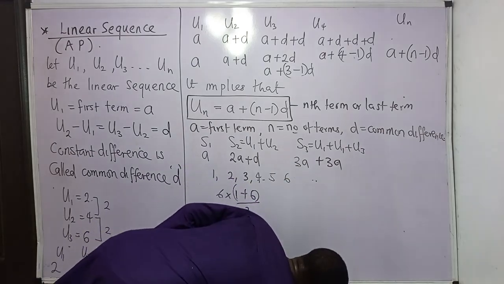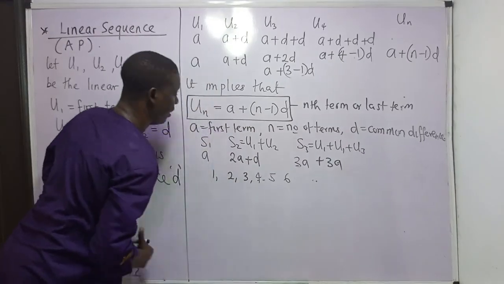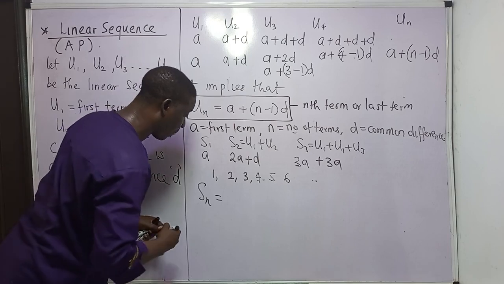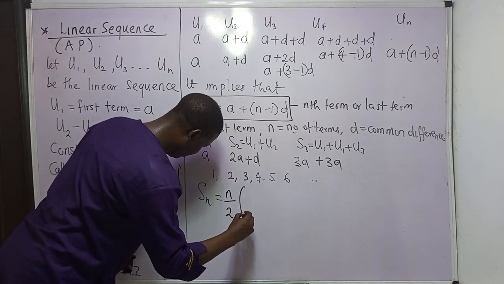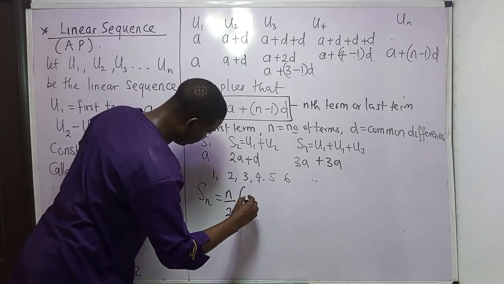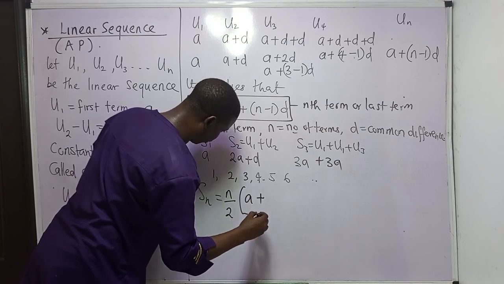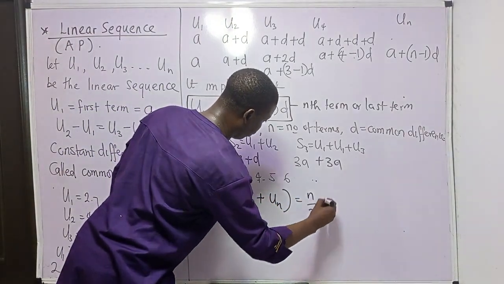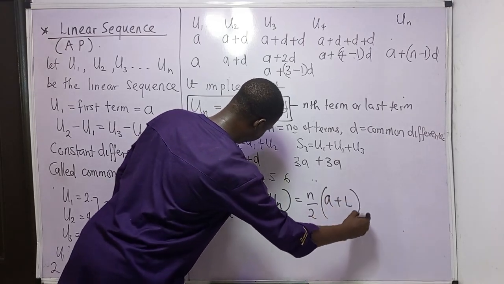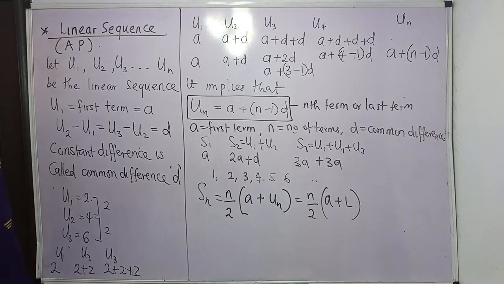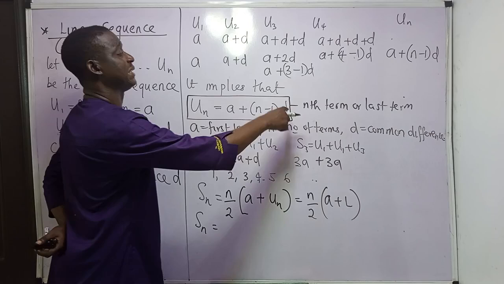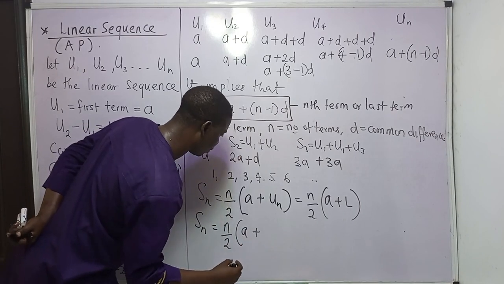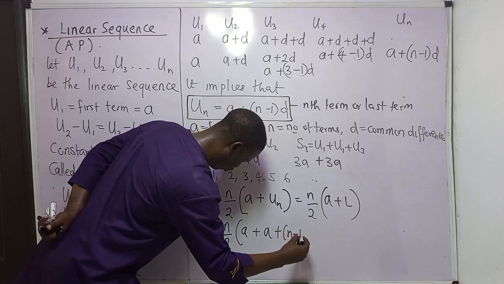That means that instead of going through all this method of adding them together, we can actually say that the sum of the n terms is equal to n over 2 into bracket a plus Un, or the last term. We can write it as n over 2 into bracket a plus last term. Now, what do we have? Sn equals n over 2 into bracket a plus the last term, or the nth term, which is a plus n minus 1 times d.